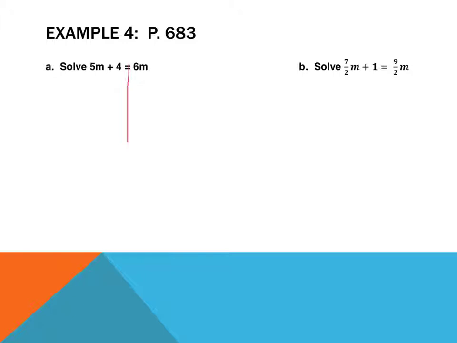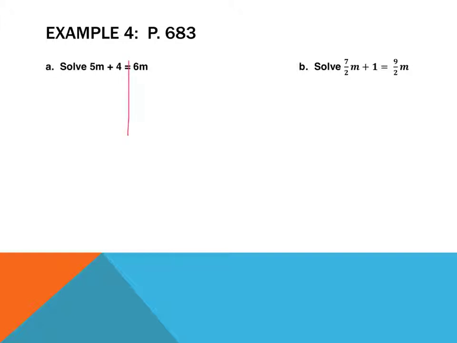So in this case, let's think about this. If I subtracted 6m, it would work, but I'm leaving myself with nothing on that side. So the way you decide which way to cancel is you don't want to leave nothing on one side. Again, it will work. It's just extra steps that you don't have to go through.